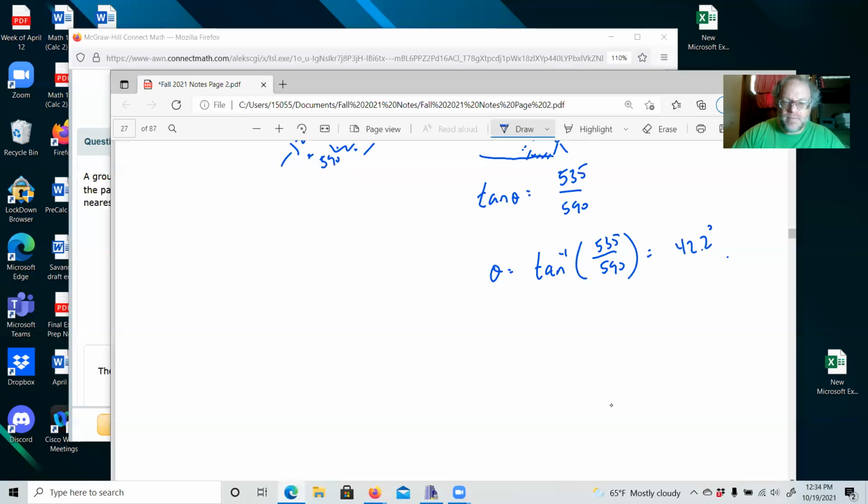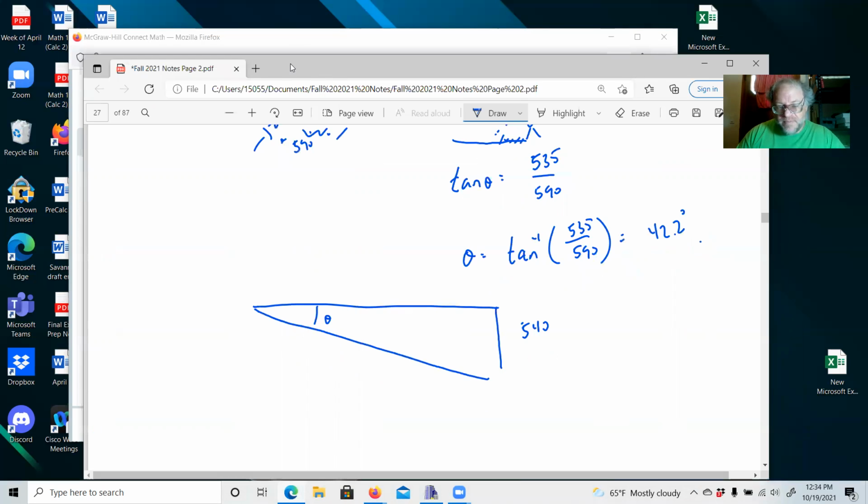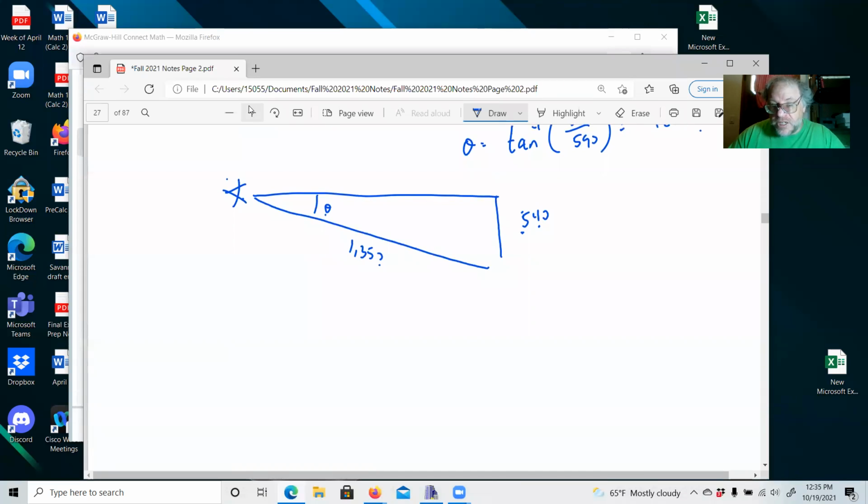Okay, so they want to know this angle. They know this side, right? The depth, the height rather, is 540 yards. And they know that the path length, the hypotenuse, was 1,350. So if I look from the viewpoint of this angle, it's 540 divided by, right, the opposite divided by the hypotenuse. So you have to think, what trig function will relate the opposite, the hypotenuse, and the angle?